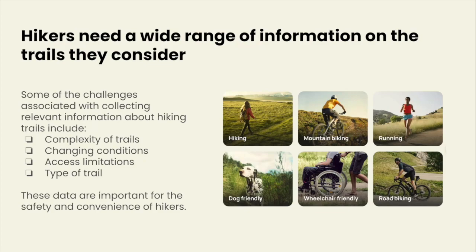Hikers need a wide range of information on the trails they consider. Some of the challenges associated with collecting relevant information about hiking trails include the complexity of trails. Hiking trails can be much more complex than roads, often forking, overlapping, and crisscrossing in ways that are difficult to map accurately. Trails can change due to weather, erosion, conservation efforts, and other environmental factors. Keeping the maps up to date with these changes can be challenging.